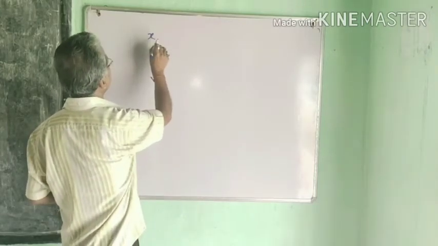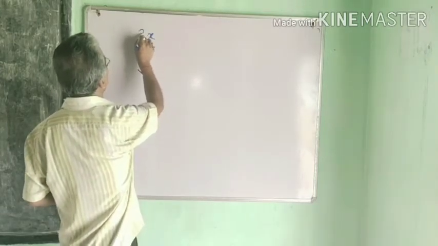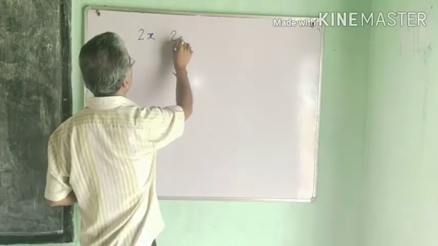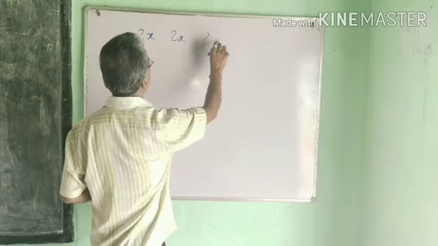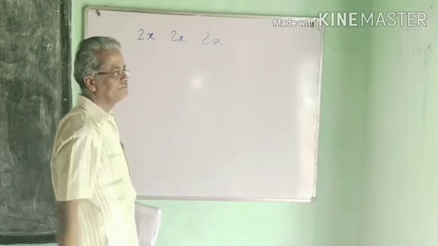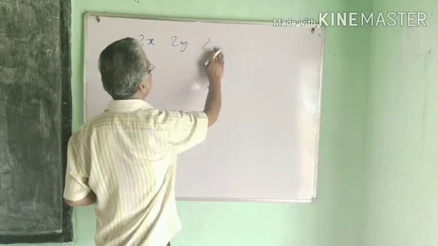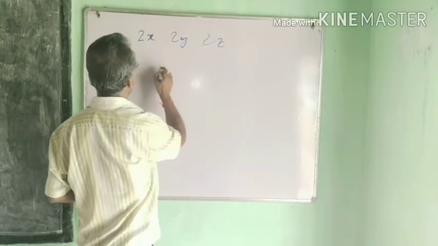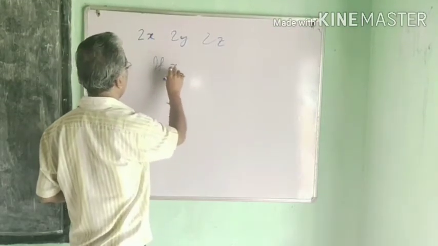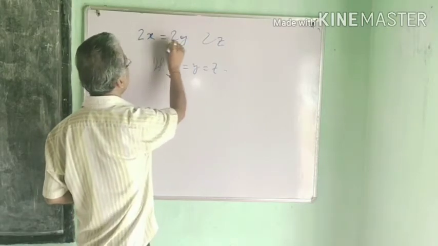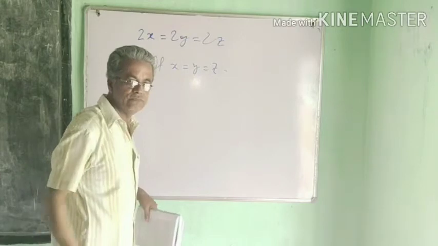So if there is x and it is double, then 2x, all are equal. If it is y and if it is z, then also equal if x is equal to y is equal to z. Then these three are also equal.